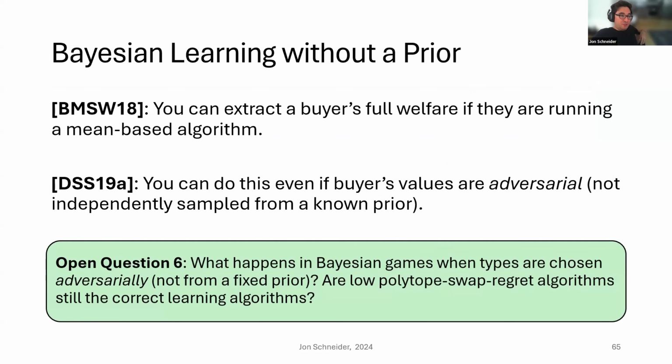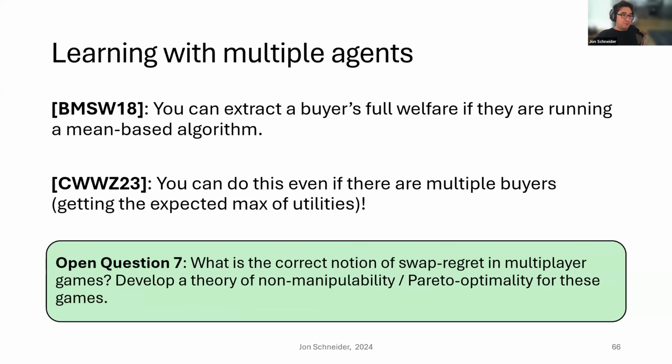So one of these things is something I mentioned very briefly, which is Bayesian learning without a prior. The original auction paper showed that you can extract a buyer's full welfare if they're running a mean-based algorithm. One thing that was done shortly after that is, it was shown that you can do this even if the buyer's values are adversarial, not independently sampled from a known prior every single round. So I think an interesting open question here is to understand what happens in general Bayesian games when types are chosen adversarially, and is this polytope swap regret notion still the correct notion of swap regret in these games?